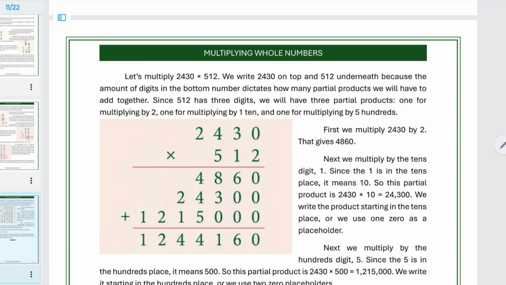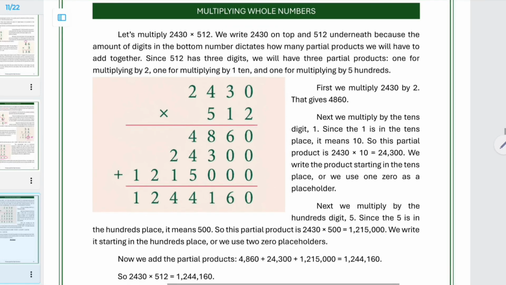One for multiplying by 2, one for multiplying by 10, and one for multiplying by 500. Hopefully that makes sense, because if we reverse these, we would have more partial products to add up. So we want to give ourselves less work. First we multiply 2430 by 2, which gives us 4860. Next, we multiply by the tens digit. Since the 1 is in the tens place, it means 10. So this partial product is 2430 times 10, which equals 24,300.